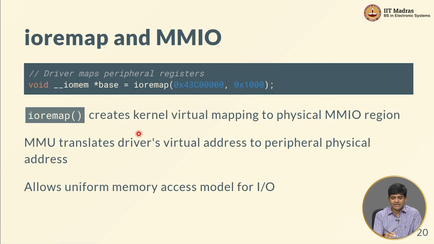And what it does is the MMU now needs to translate the driver's virtual address. Basically the driver ends up getting a virtual address. It still needs to be translated into a physical address through the MMU using a very similar approach to what is being performed for others. Which means that the same kind of memory access model that we are using for general memory can also be applied to IO.